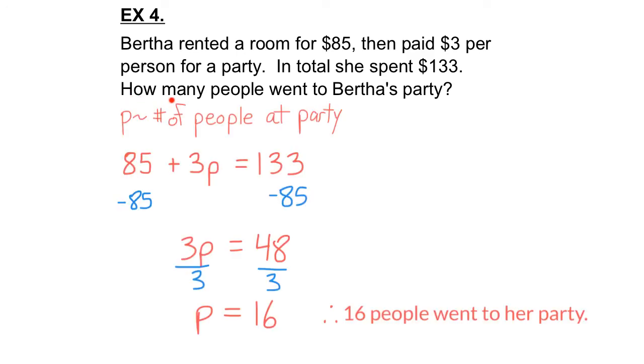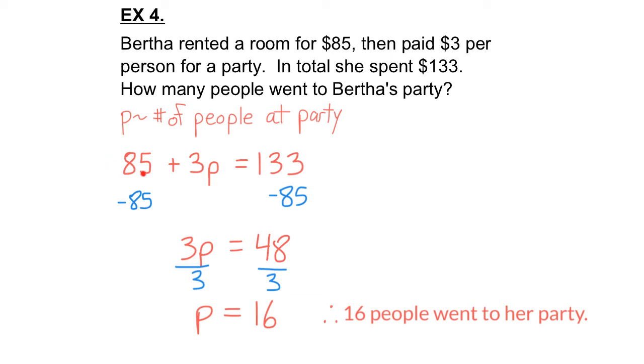The question is asking how many people went to Bertha's party. Well, how many people? That's our variable. p is the number of people. You could use any letter you want, but it's a letter and it represents the number of people at the party. Okay, so the total cost was the original flat fee, which was $85, plus another $3 per person. So that's where this 85 plus 3p came from. $85 just to rent the room, and then another $3 for each person. And the total she spent was $133.